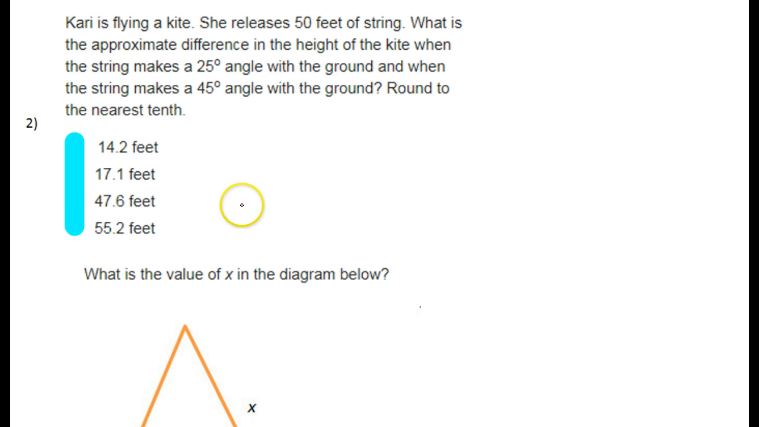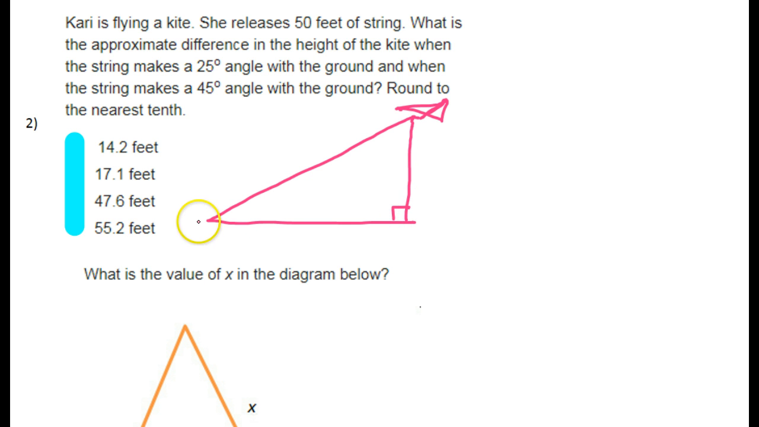So let's just draw a picture of each situation. Alright, so let's say here's the ground and here's the kite. I don't really know how to draw a kite. Let's just say that's my kite. And here's just a vertical line straight down. And here's Carrie. She releases 50 feet of string. So there's 50 feet of string.